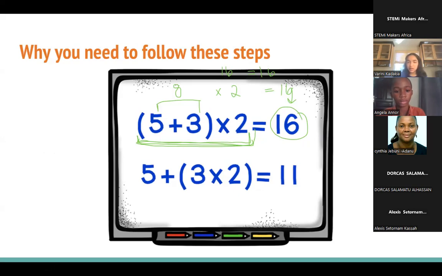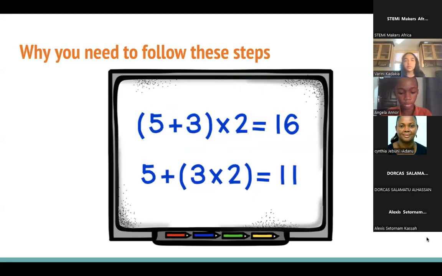How about the second expression? You do 3 times 2 equaling 6. Then you add the 5 plus 3 times 2. So 5 plus 6 equals 11. Yeah, that's correct. Good job. So I think you guys got this. So we'll move on.